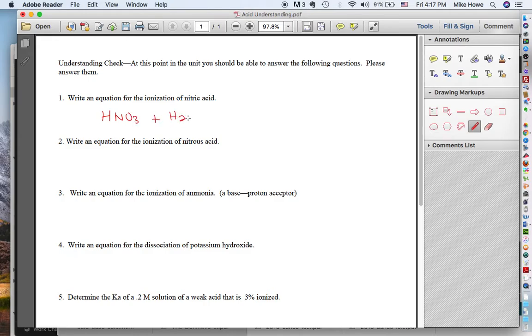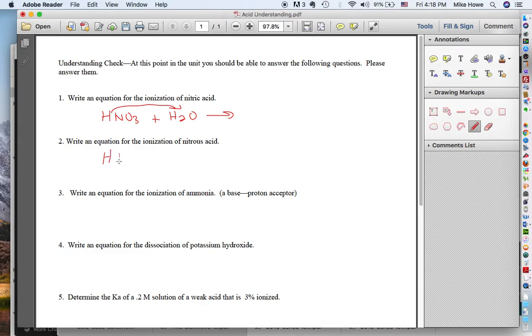So write these as Bronsted-Lowry acid bases. So the H moves from here over to there. I'll let you finish the equation. So what are the two products going to be?